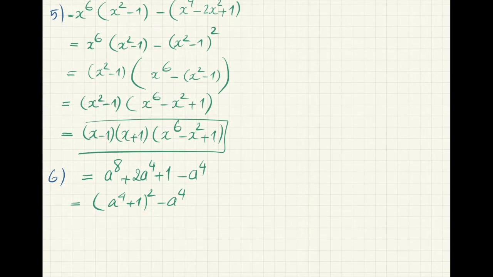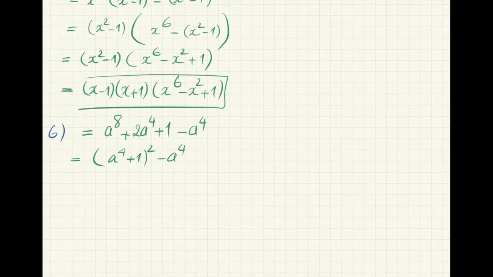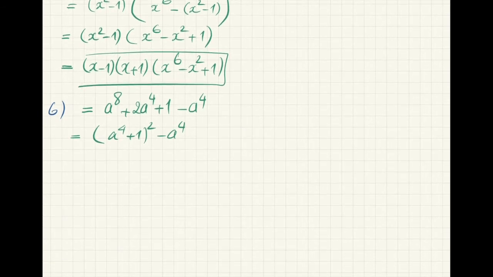But what is the benefit of that? Because now you see that this is the difference of two complete squares. A to the 4 has another name. It's a to the power of 2 to the power of 2. So a to the 4 is a complete square. This one is also a complete square. So I can use the conjugate rule to factorize this polynomial. So then it becomes a to the 4 plus 1, the square root of the first one, minus the square root of the second one, multiplied by the square root of the first one, plus the square root of the second one.